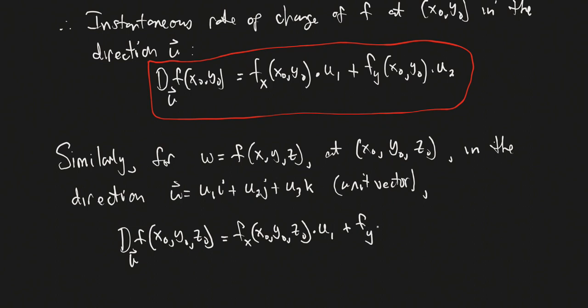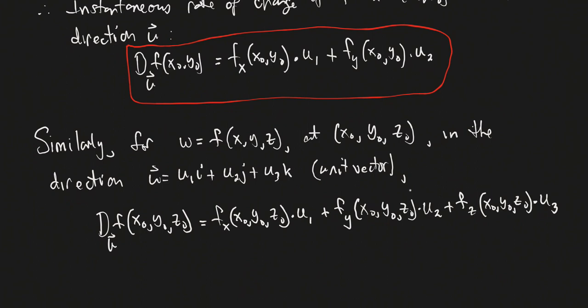Next, take the partial derivative with respect to y, evaluate it at x0, y0, z0, and multiply it by the y component of the direction vector. Then finally take the partial derivative with respect to z, evaluate it at the same point, x0, y0, z0, and multiply by the z component of the direction vector, right? So now we have a way, no matter how many independent variables our function has, of computing the rate of change of that function in any direction.